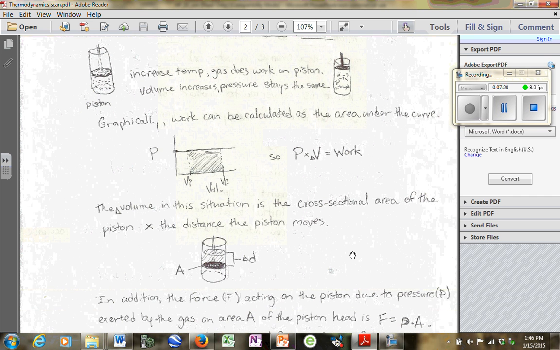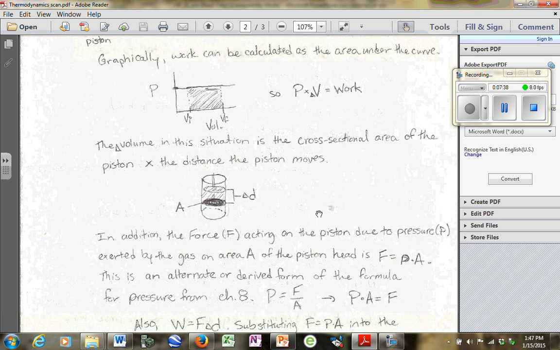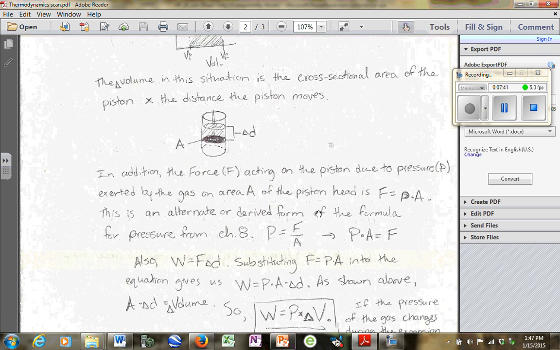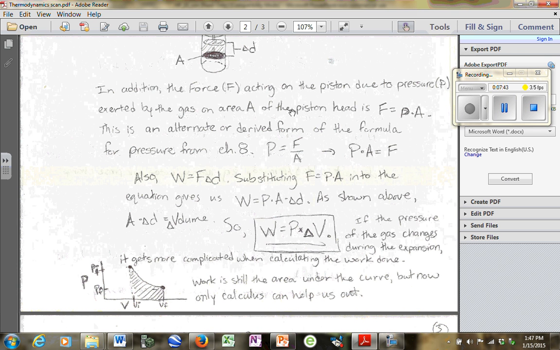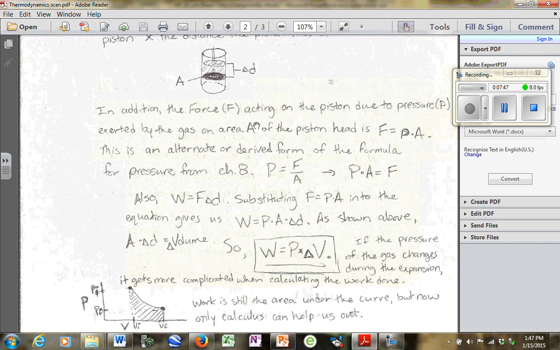The change in volume in this situation is the cross-sectional area of the piston, the circle that I'm pointing to right here, times the distance that the piston moves from the initial stage to the after stage. That space in between represents the change of volume when work was done. Okay, now here's where we get the derivation of the formula. In addition, the force acting on the piston is due to the pressure exerted by the gas. It pushes up, but the pressure stays equal.